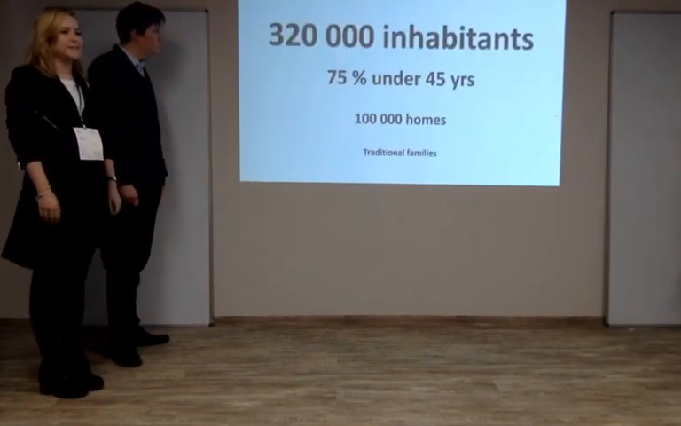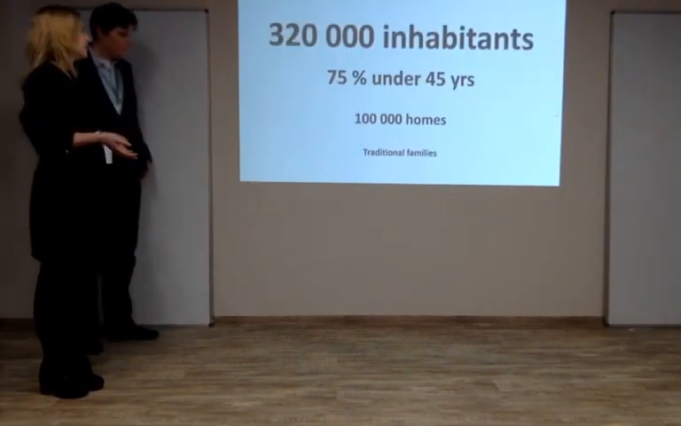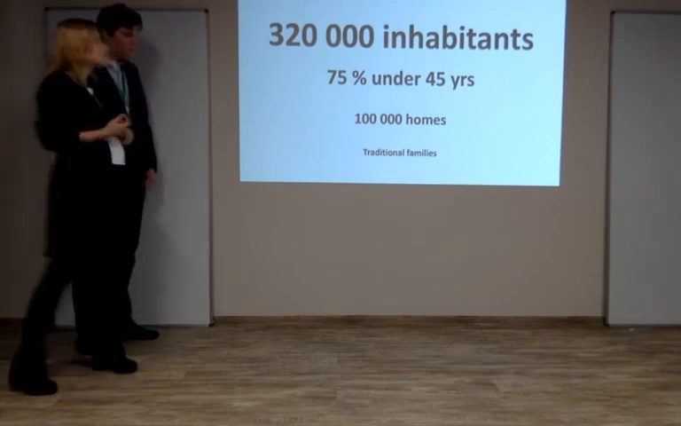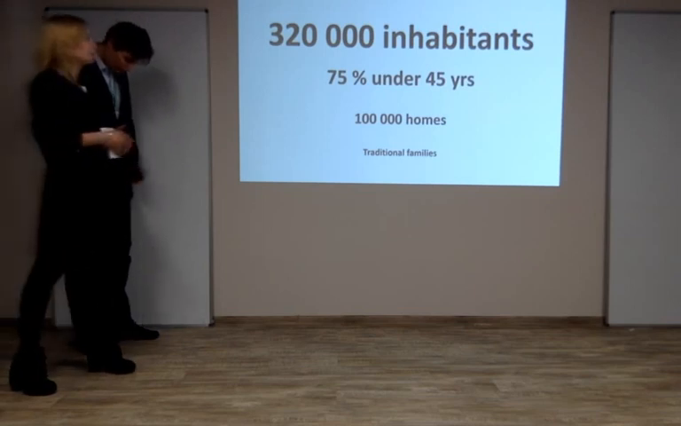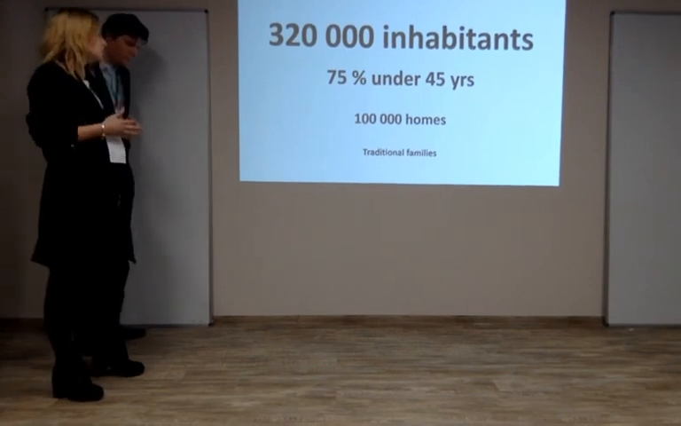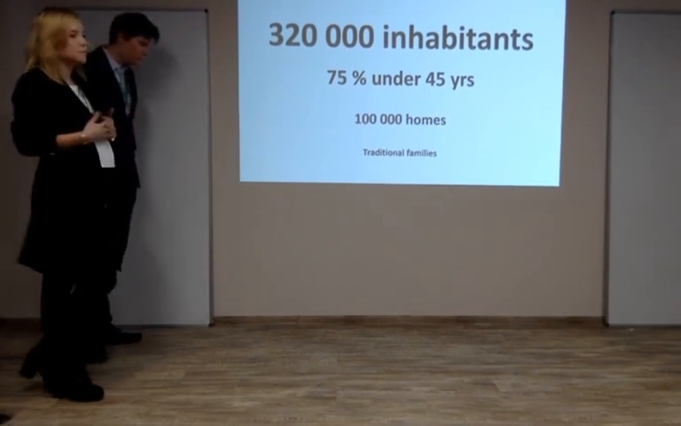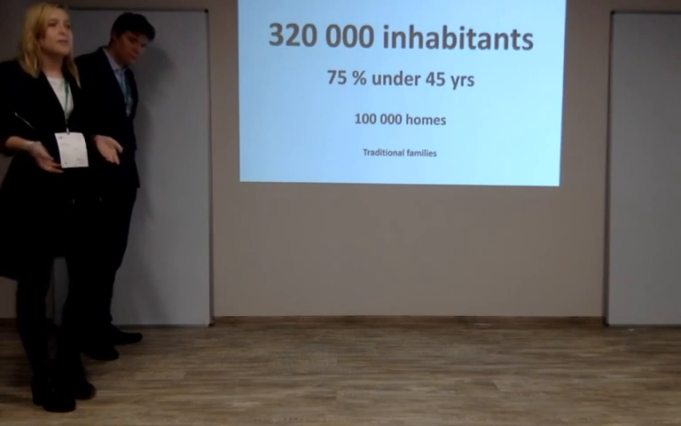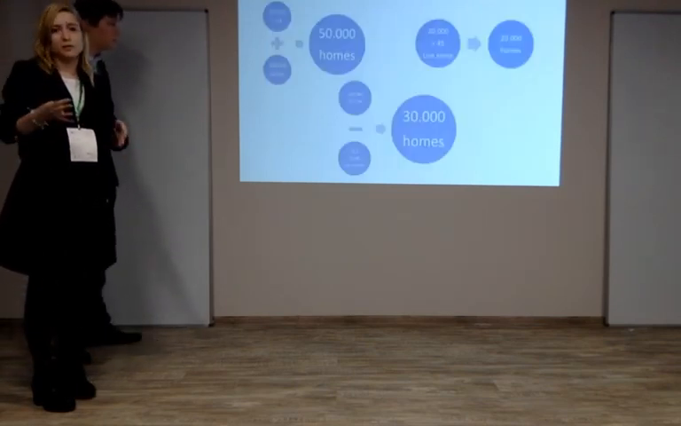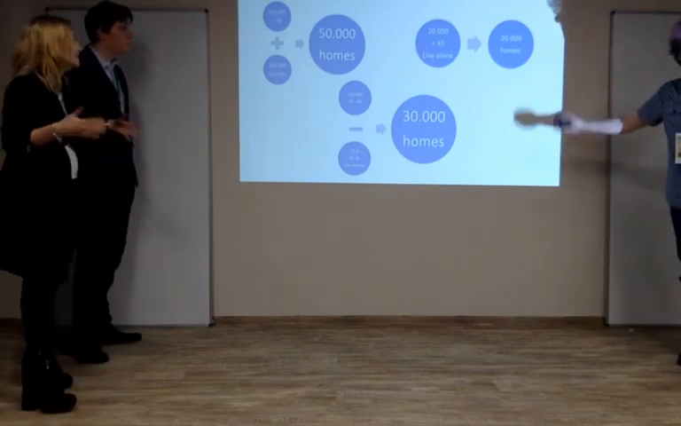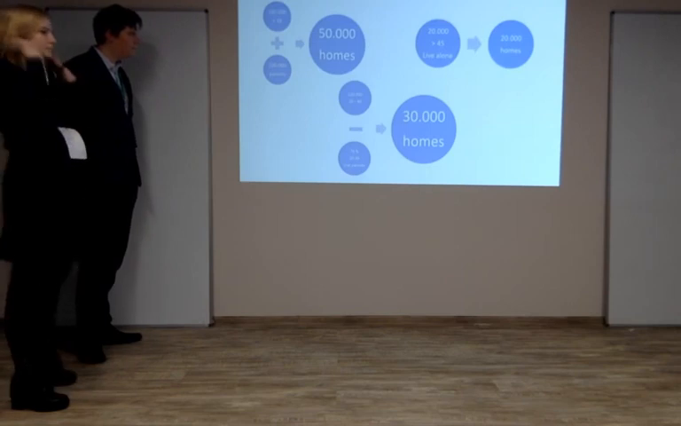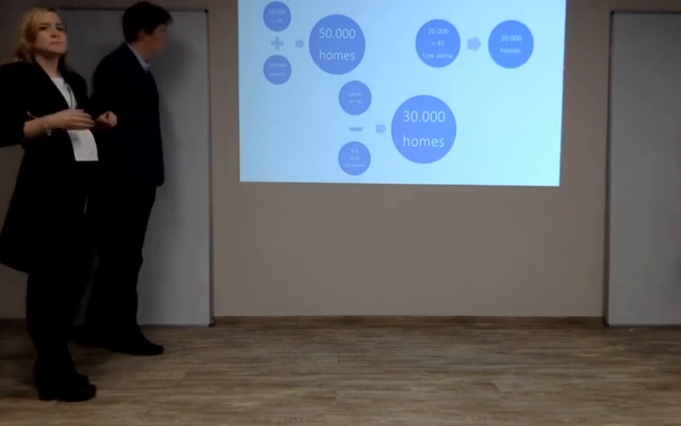Moving on. Best gave us some numbers from which we extracted that Izmit has 320,000 inhabitants, of which 75% are under 45 years. So we did some math and estimated that there should be around 1,100 homes, given that they're traditional families and live on average with 4 people in a home. This is how we did the math. Statistics and engineering. We estimated the 100,000 homes based on these calculations.